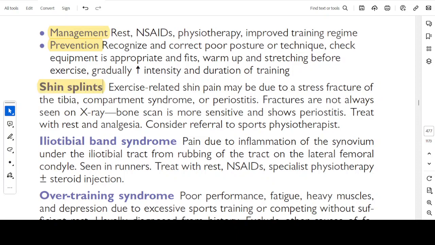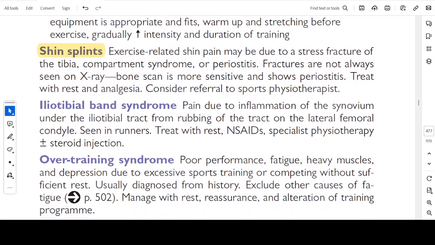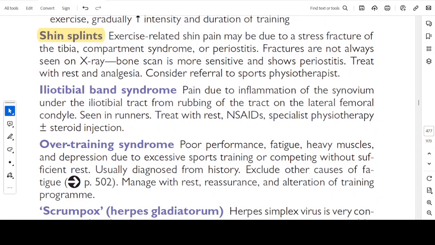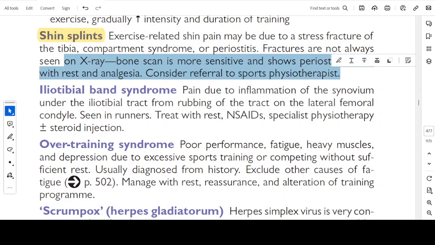Shin splints. Exercise-related shin pain may be due to stress fracture of the tibia, compartment syndrome or periostitis. Fractures are not always seen on the X-ray, and bone scan is more sensitive and shows periostitis. Treat with rest, analgesia. Consider referral to a sports physiotherapist.